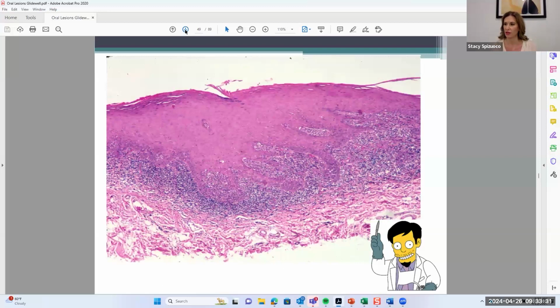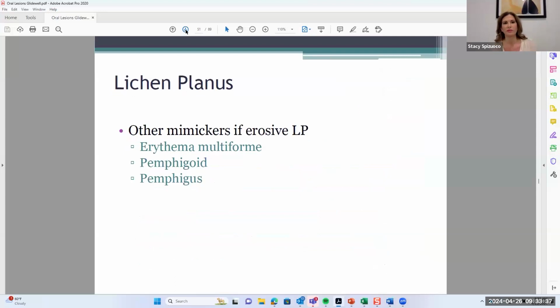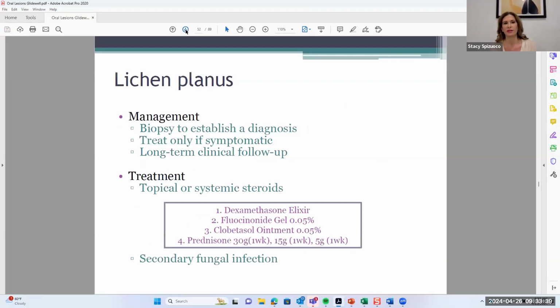Some treatments that you can use, again, could be topical. Oh, these are just mimickers. Sorry about that. Yes, biopsy, and then some steroids. You can give dexamethasone elixir. That's a rinse that people swish with, and that really helps bring down any lesions and any pain the patient might have. Again, you can prescribe fluocinonide gel, clobetasol ointment, and then if it's really bad, you can also give them the prednisone taper again.